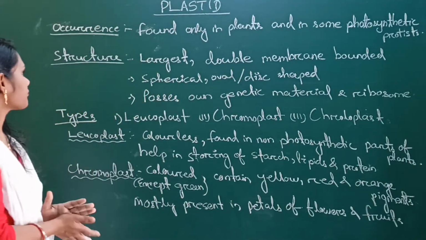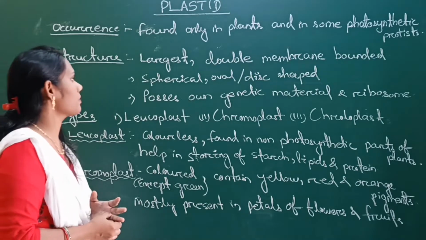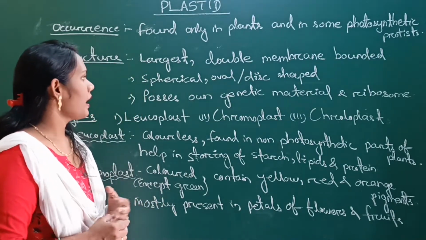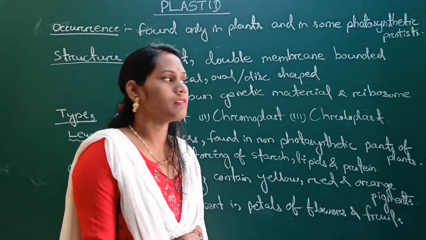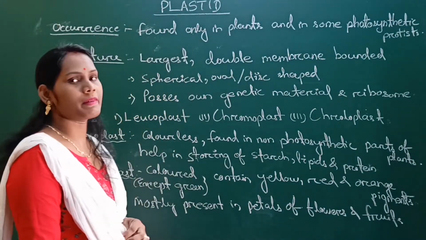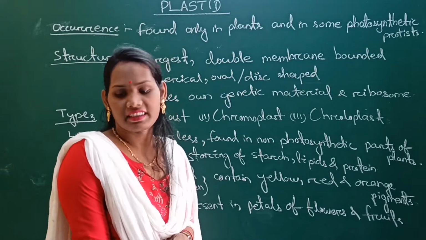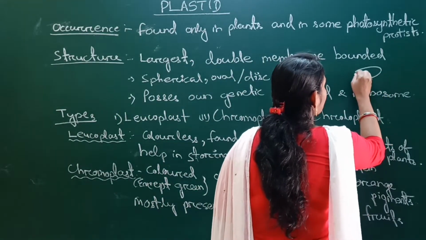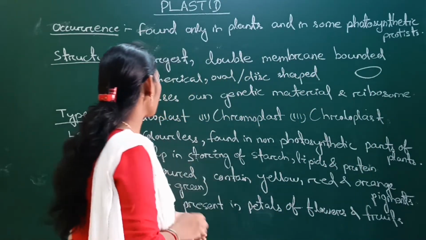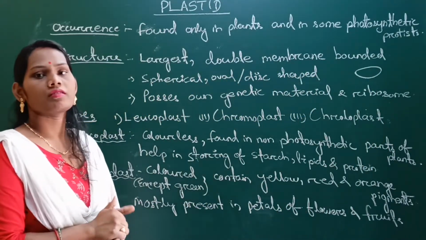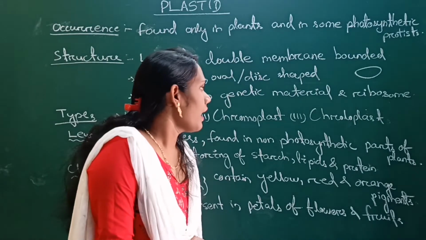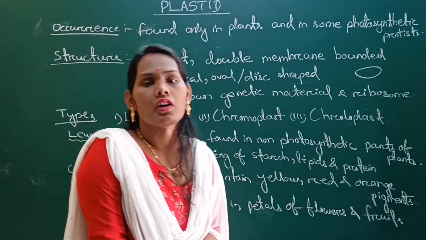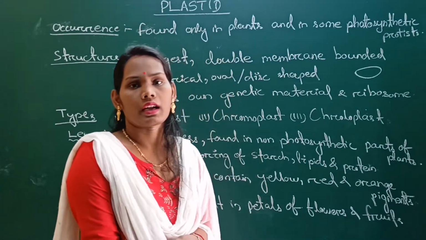Okay, so let's know about the structure of plastid. Plastids are mainly large structures in the plant cell and they are double membrane bounded structures. Okay, and they are spherical, oval and disc shaped structures. Plastids are mainly disc shaped. Okay, they possess their own genetic material, that is DNA and RNA, and also ribosomes. That's why they are also called semi-autonomous organelles.